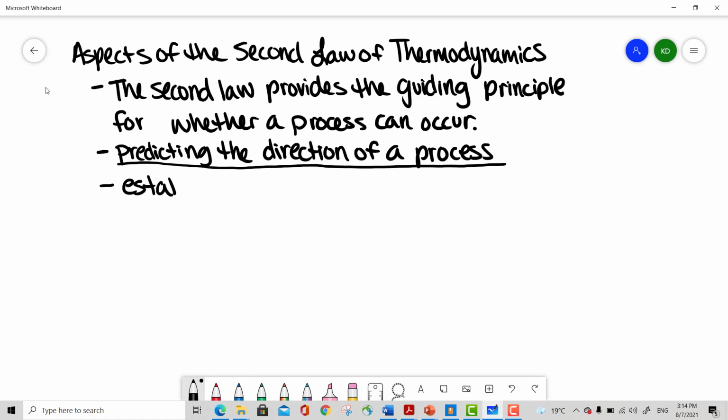It establishes conditions for equilibrium, which you'll see in problems that we work.